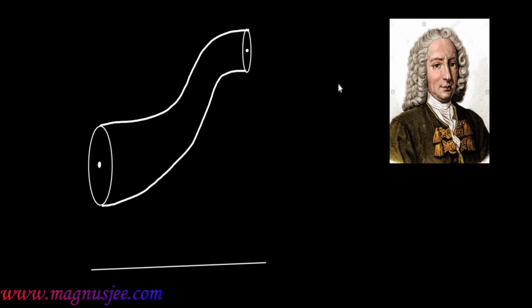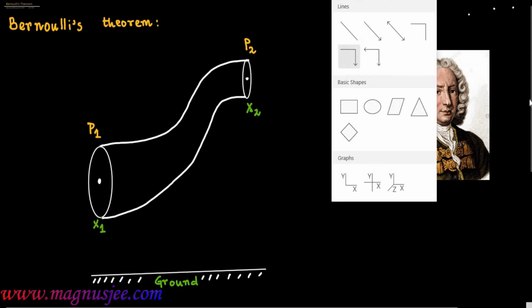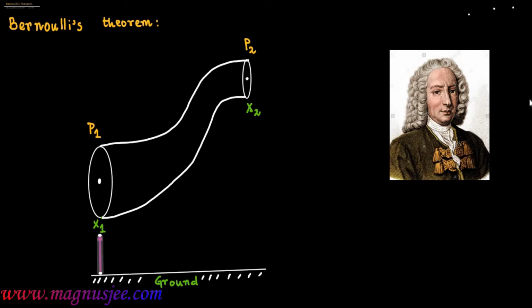We can denote the ground. This is the ground above which the pipe of variable cross section exists. Two ends of the pipe are x1 and x2. The end x1 of the pipe is at height h1 from the ground, and the other end x2 of the pipe is at the height h2 from the ground.